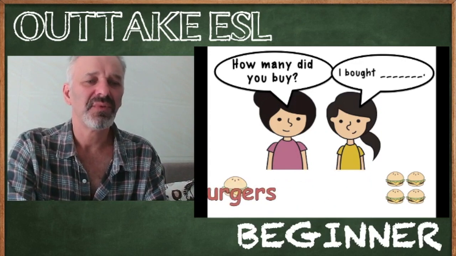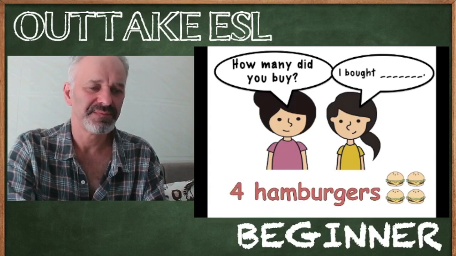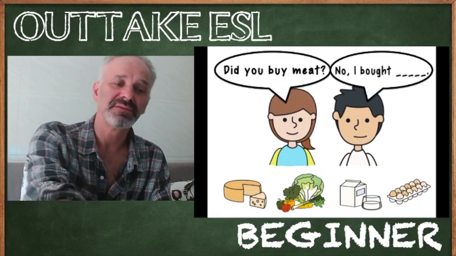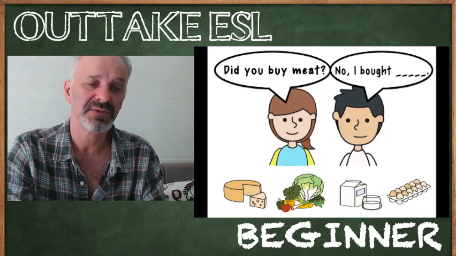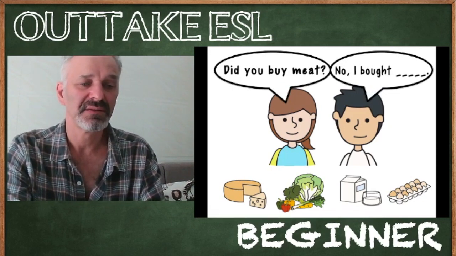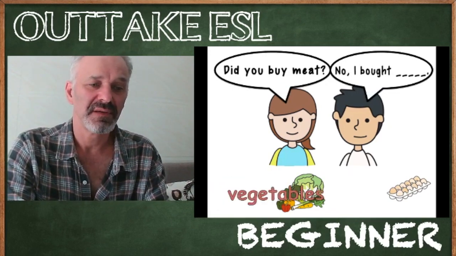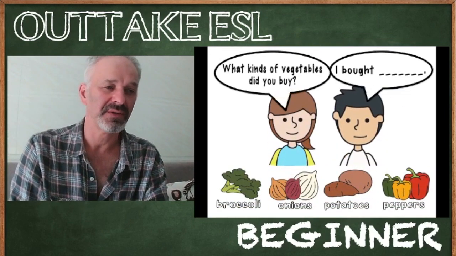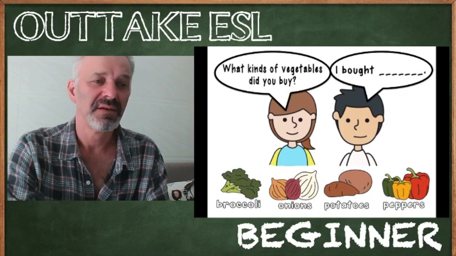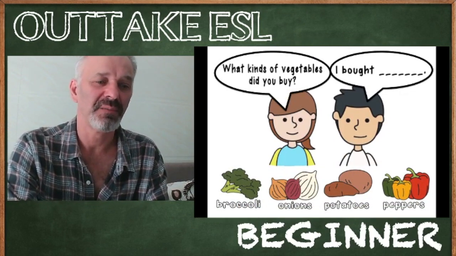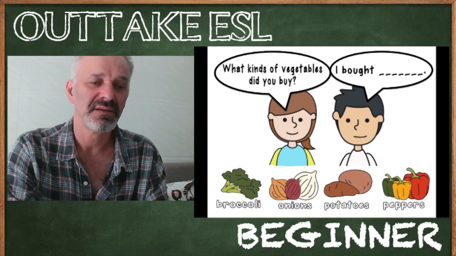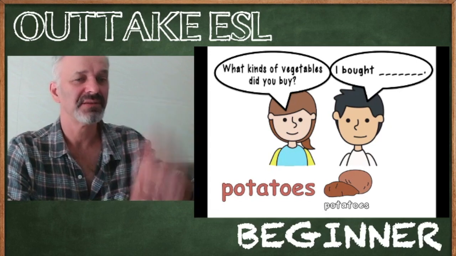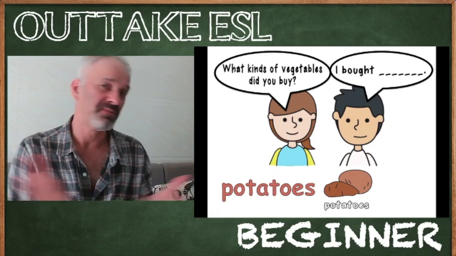4 hamburgers. Did you buy meat? No, I bought cheese, or I bought vegetables, or I bought milk, or I bought eggs. I bought vegetables. Okay, and this is tying back into the idea of categories and countable and uncountable. Well, what kinds of vegetables did you buy? I bought potatoes. All right, so maybe one of them guessed correctly, or maybe both of them guessed correctly.